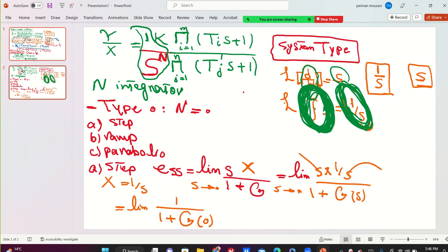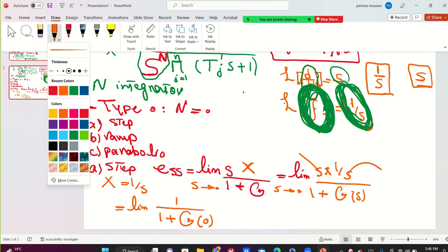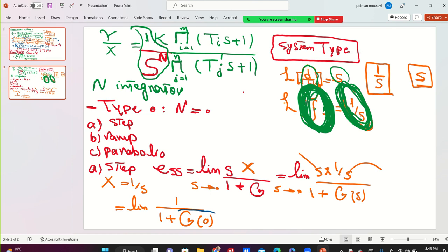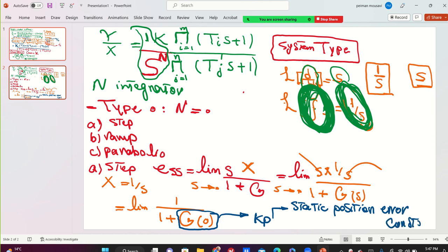Okay. This has a technical name, guys. When your system is type 0, the name of this is Kp. Why Kp? Because its technical name is static position error constant. This is the technical name of this. Static position error constant.